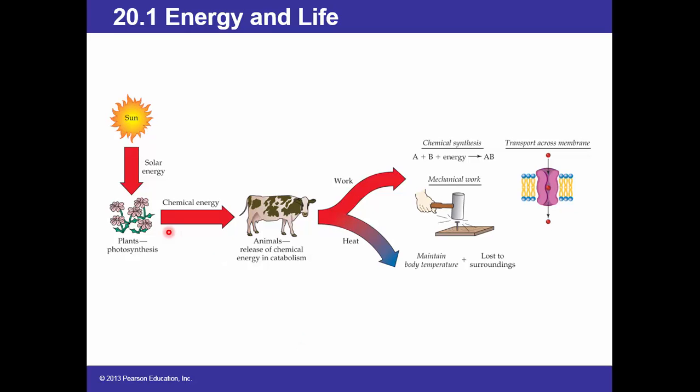As you can see here, plants take energy from the sun and convert it to chemical energy, then animals release the chemical energy in catabolism. They do work and they produce heat.